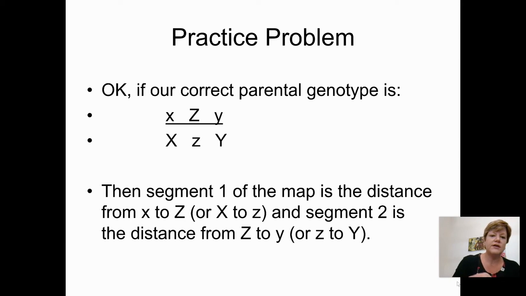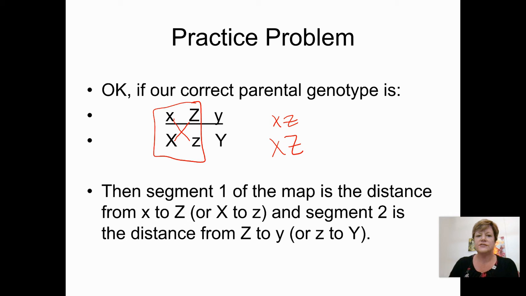What would a crossover allele combination be if a crossover occurred in segment one? So we're defining segment one as this. So if there was a crossover, you'd get a big X with a little z, and a little x with a big Z. Those would be the allele combinations for a crossover in segment one.